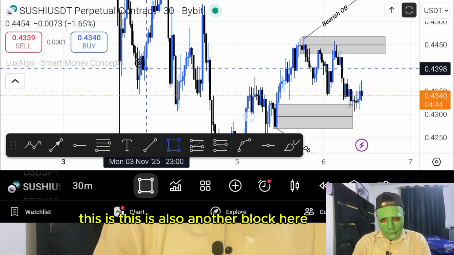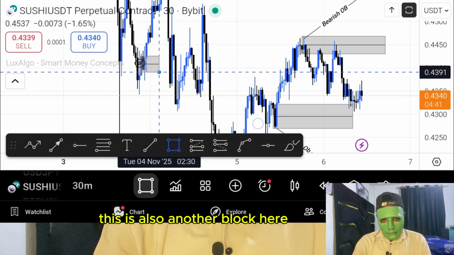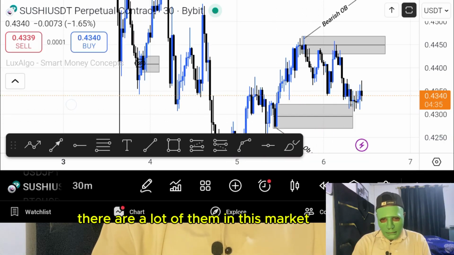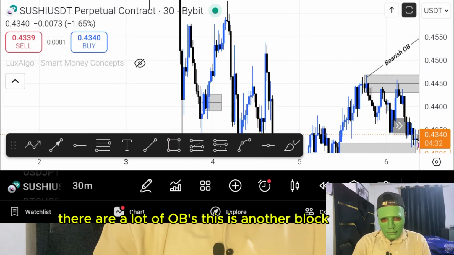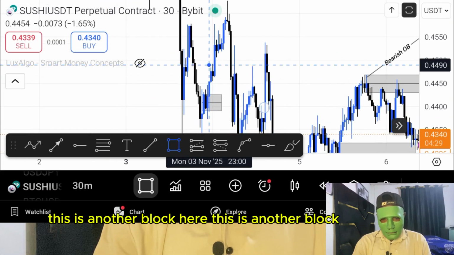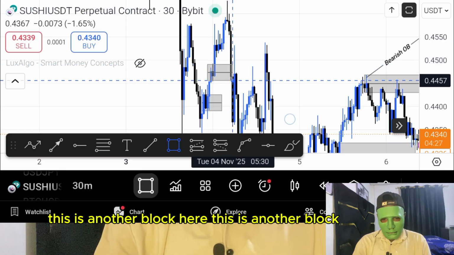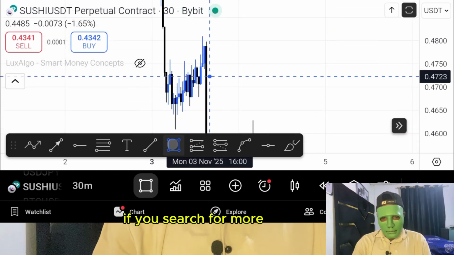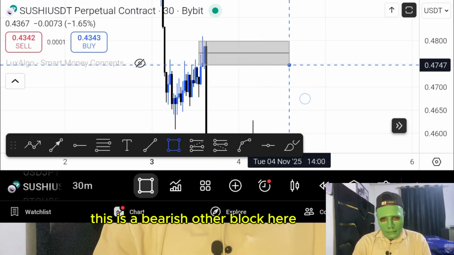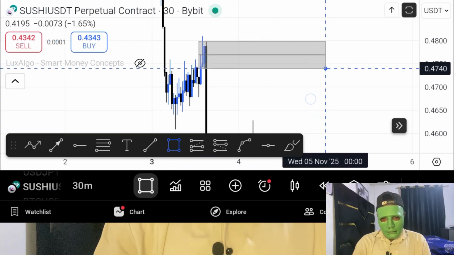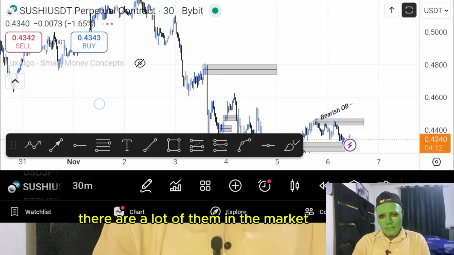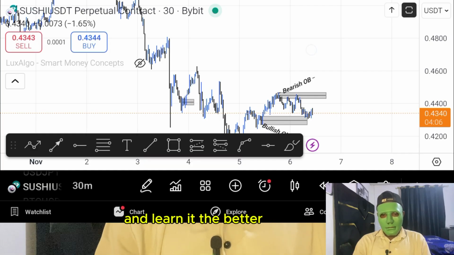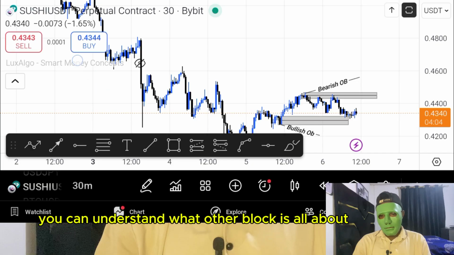This is also another block here. There are a lot of them in this market. There are a lot of OBs. This is another block here. If you search for more, this is a bearish order block here. There are a lot of them in the market. So the sooner you watch this video to the end and learn it, the better you can understand what an order block is all about and how you can trade it.